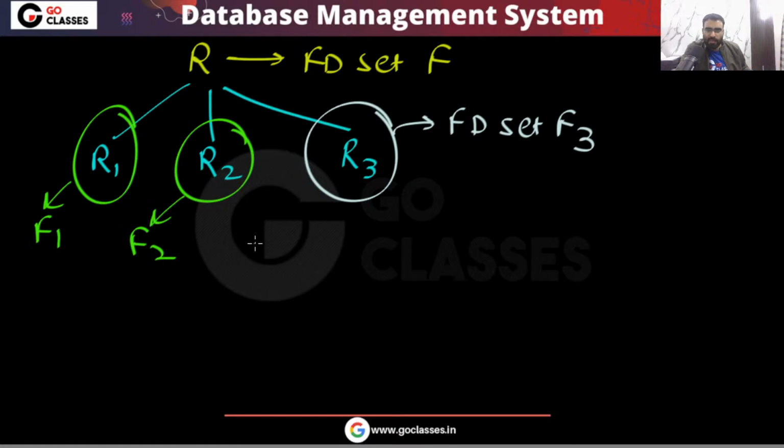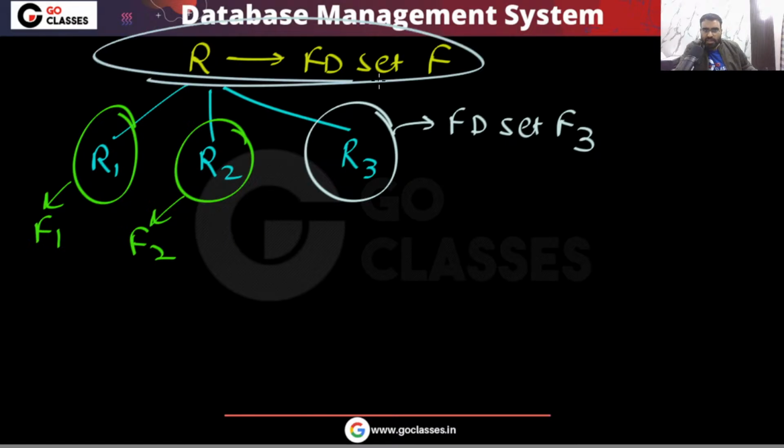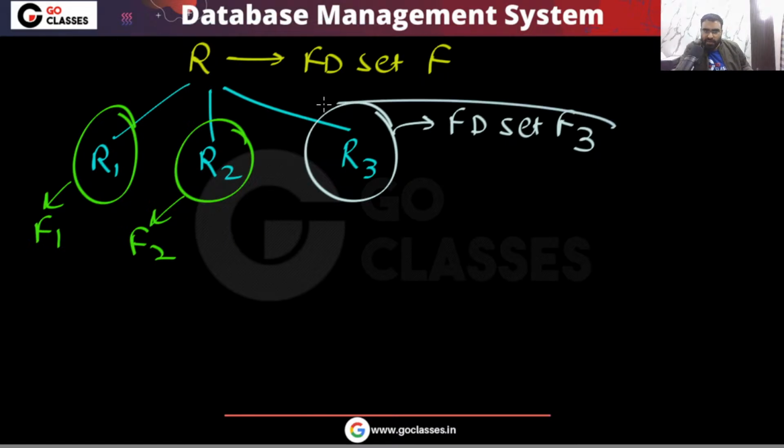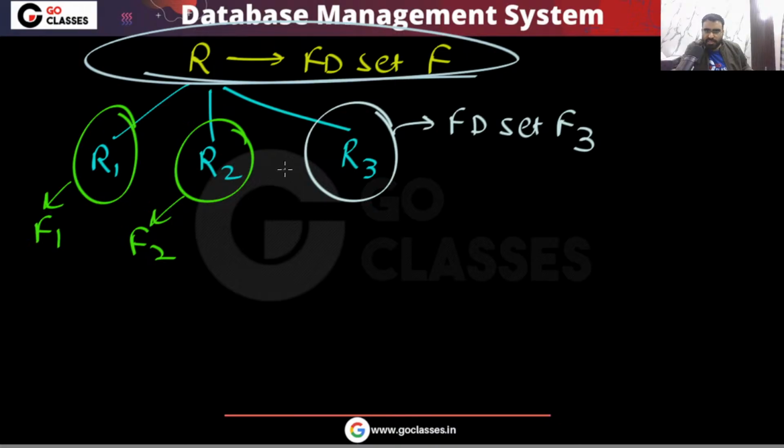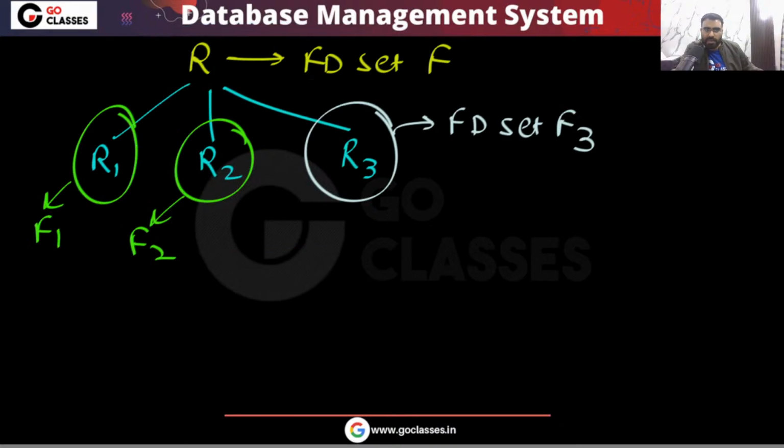Now remember one thing: when we decompose a relation, we can never get a new functional dependency in the decomposition. Yes or no? Of course, a new functional dependency you can never get. But it may be possible that some functional dependency of the original relation is lost in the decomposition. So here there are three cases.